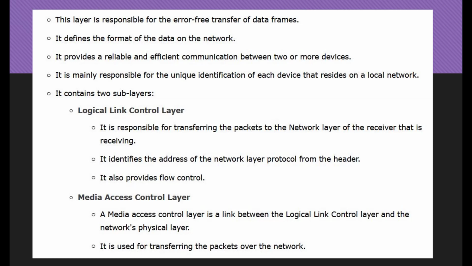So we can see that the logical link control layer is the upper part of layer 2. That means it deals more with layer 3. So it identifies the header of the layer 3 packets, so it has an understanding of the layer 3 addressing. And the lower part, which is the media access control layer, deals more with the physical layer of the device. So we'll get to understand this more later.